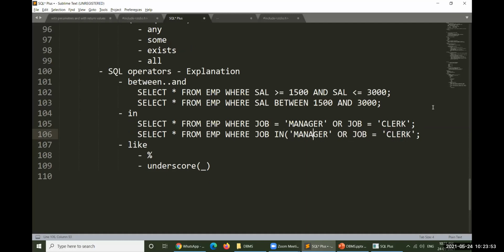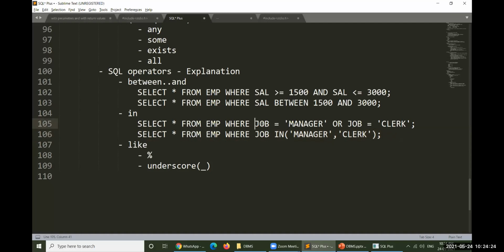Open parenthesis, whatever values you are expected to take, yes, you can take it, and close the parenthesis. So this is the way you can replace it. Like this, you can get separated. Of course, output is same. There is no difference at all. We are doing some performance tuning.